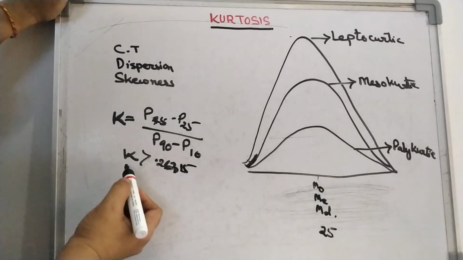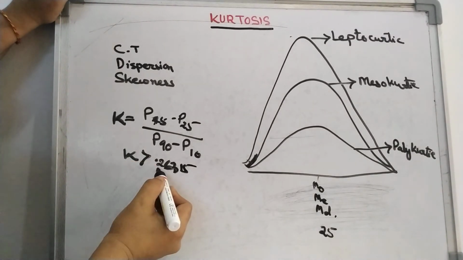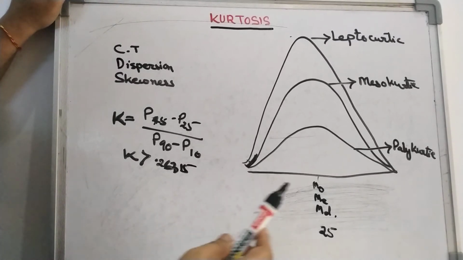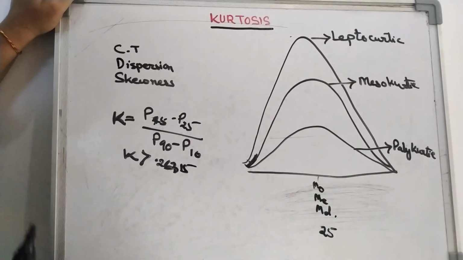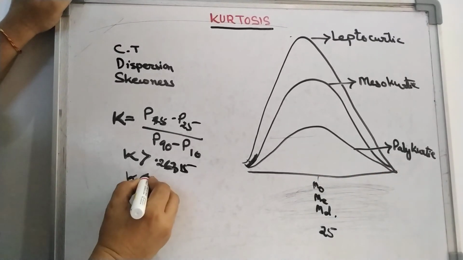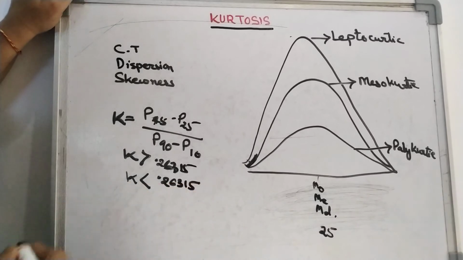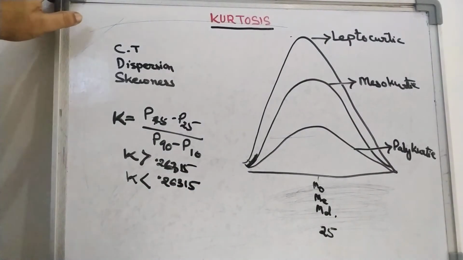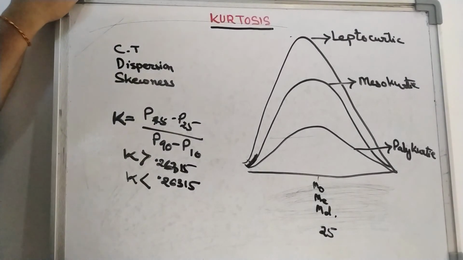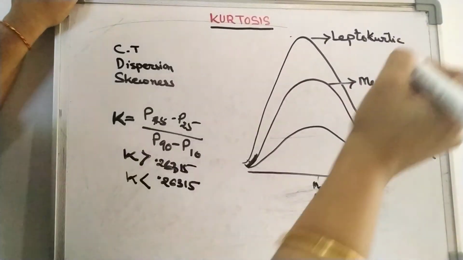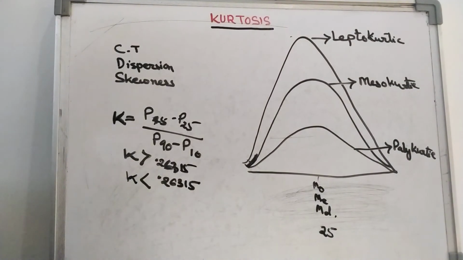So if your K value, that means kurtosis value, is greater than 0.26315, then the distribution is platykurtic. That means it is a flat curve. Okay, if your K value is less than 0.26315, then it means your curve is leptokurtic. So this is the way of finding kurtosis.